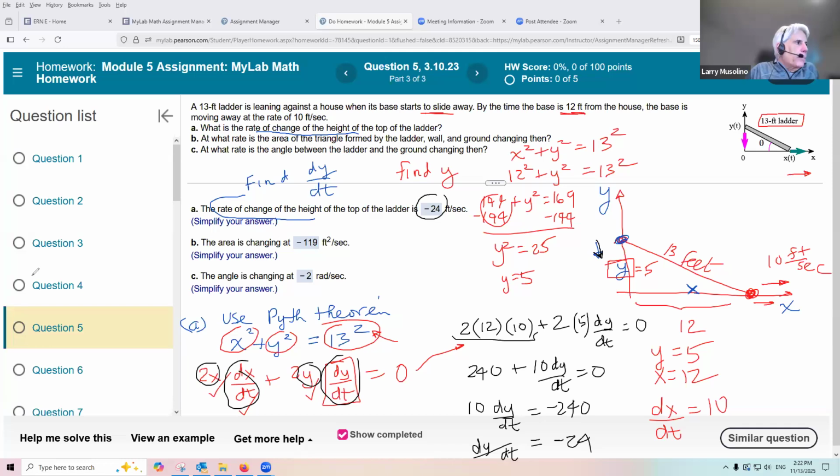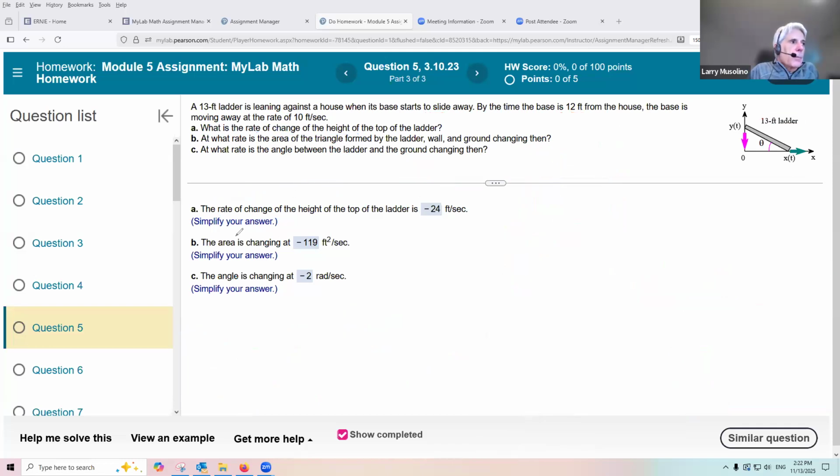All right, let's go to part B of this example. Part B says, how about the area? Well, let me draw my little diagram again. Here was our x, y, 13. Here's the angle theta they're talking about. Well, what is the area of this triangle? The area of a triangle is just 1/2 base times height. Well, that's going to be 1/2 x times y.